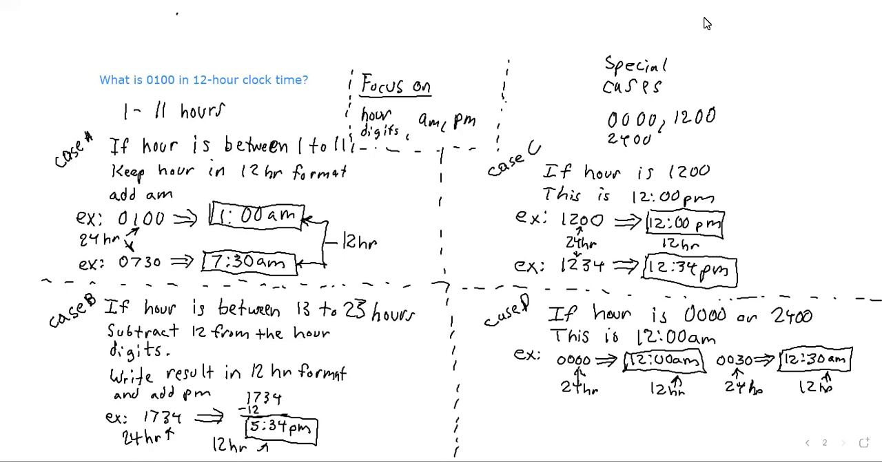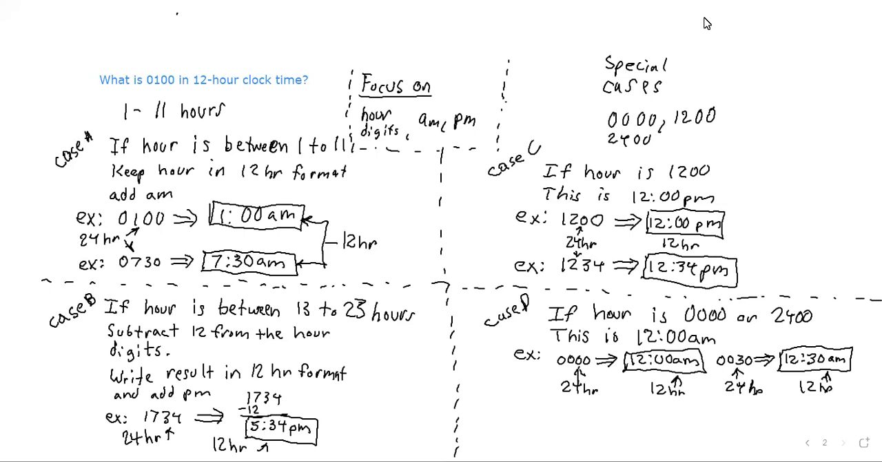We're going to split it up into four cases. The first two cases deal with the hours. Case A is from hours 1 to 11. Case B is from hours 13 to 23. Let's do those. Case A: if the military time is for hours 1 to 11, keep the hour in 12-hour format and add AM.